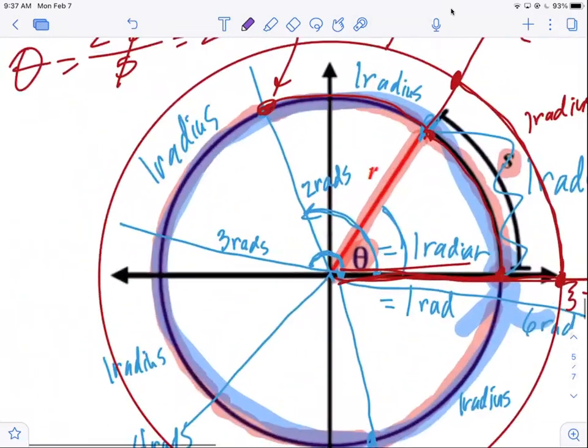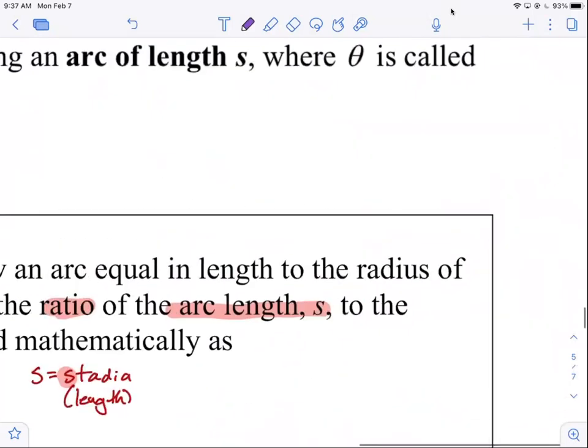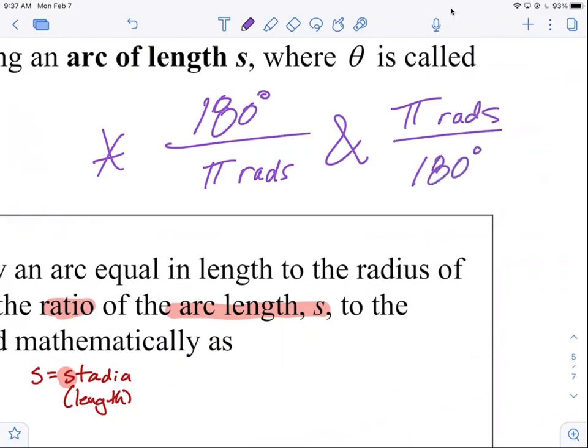Never forget what a radian is. The radian measure of an angle is how many radiuses you can get around in relation to the radius. So if I have a radius of 1 unit, there's 1, 2, 3, and then this little piece left over is 0.14, right? So we now have these two conversion factors. We have 180 degrees over pi radians, and we have pi radians over 180 degrees. These are our conversion factors.